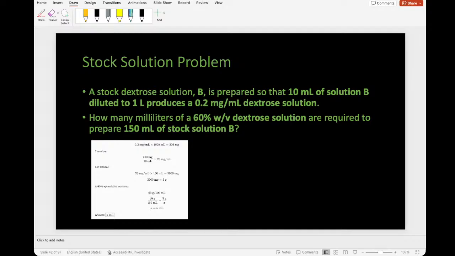And so you would get 200 milligrams there. And then you would figure out what the strength is there. You would have 60 grams over 100 milliliters of dextrose solution. And then you would just do the proportion there. Your X value would equal 5 milliliters. So that's what you would do in this case.